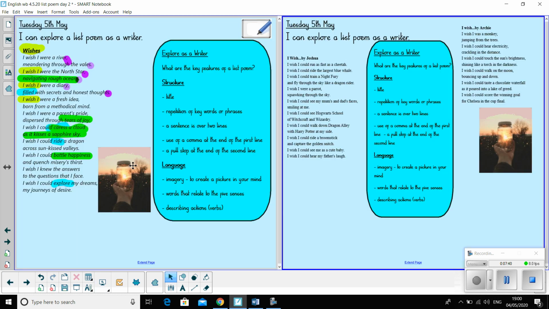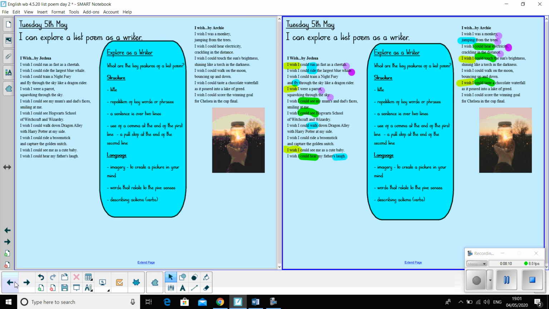I've used a colour to represent things, and I could have put the colour next to it here. So I'd put yellow next to the repetition of keywords and phrases. I would put pink here next to full stops and commas. So if you want to, make a key of colours and then highlight the text, unpick it, see what you can find. So pause here whilst you do that activity.